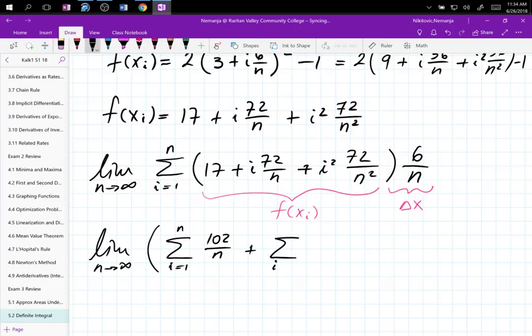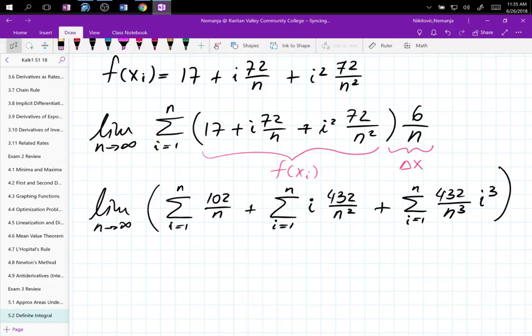Plus another sum, i goes from 1 to n of i, 432 over n squared, because there is n inside and then outside, so that's n squared on the next one. And then plus the third sum, i goes from 1 to n, the same number, 432 over n cubed, as i squared. I forgot, there's that as well. It's not i cubed, it's i squared. Hold on. n cubed, i squared. That's it. So now we are going to write the limit.